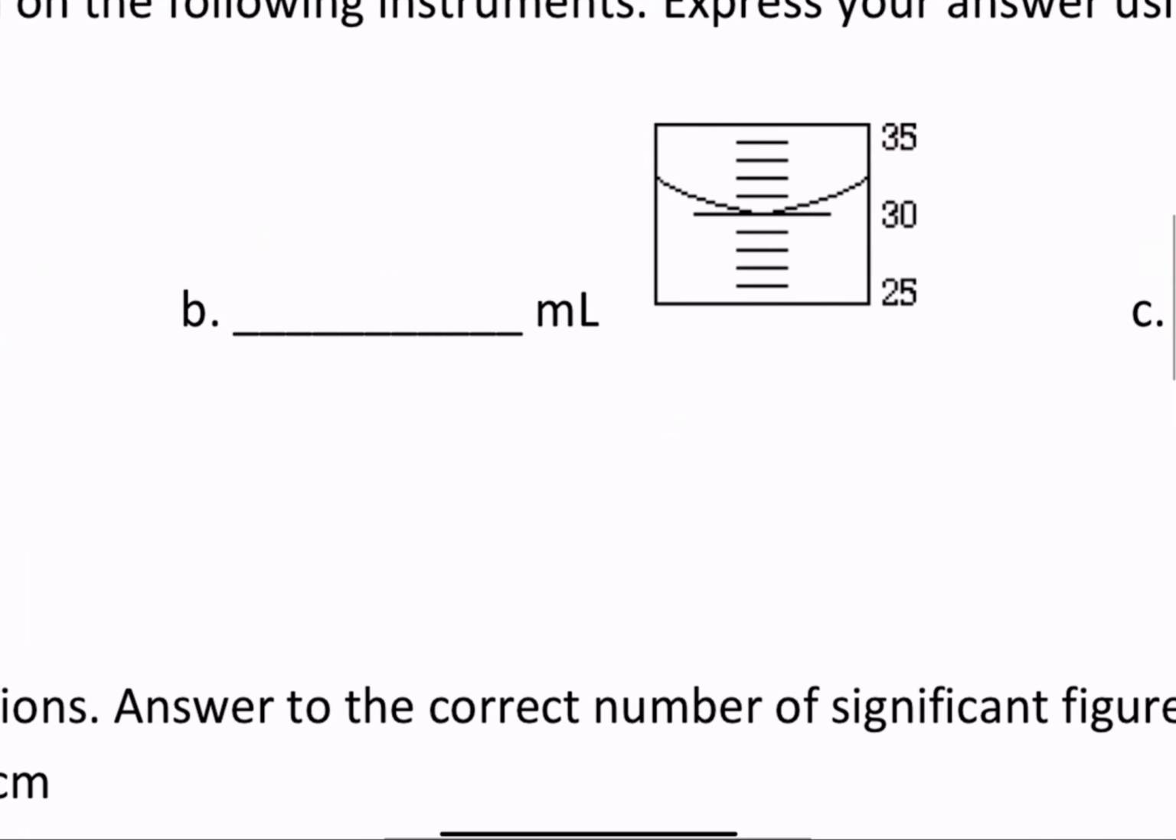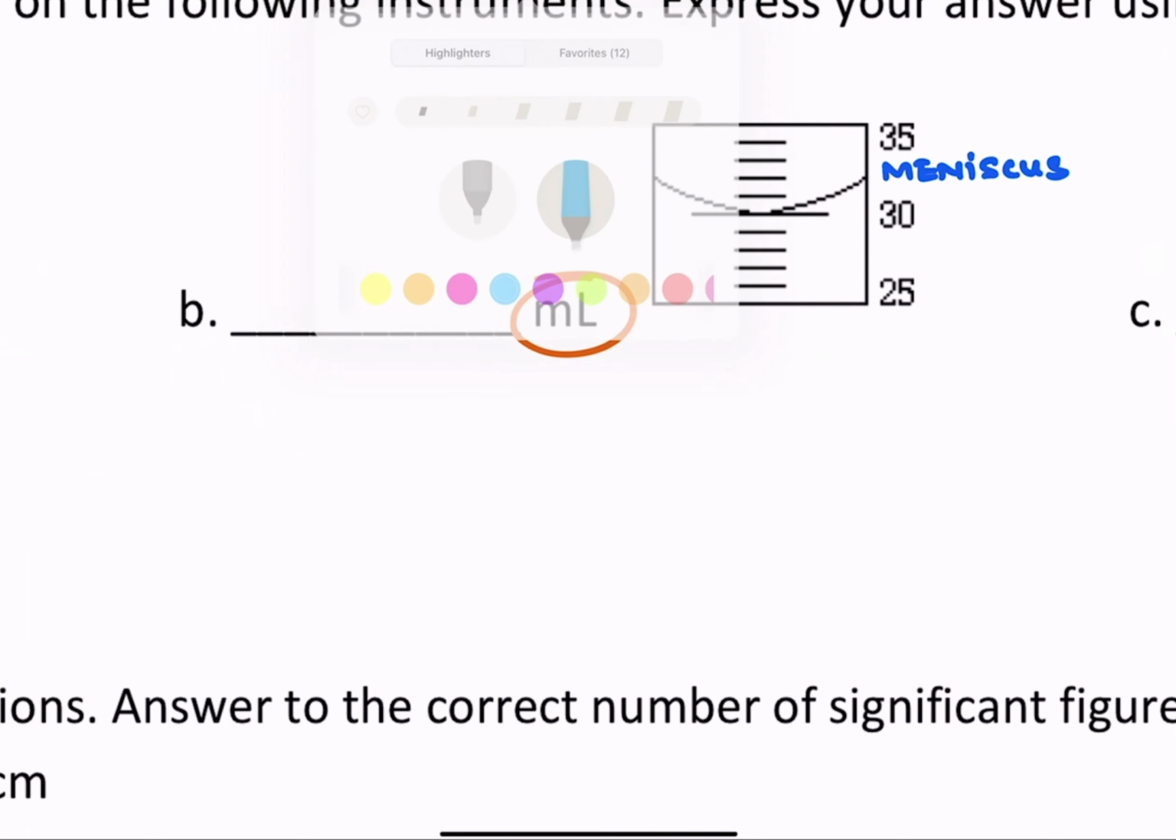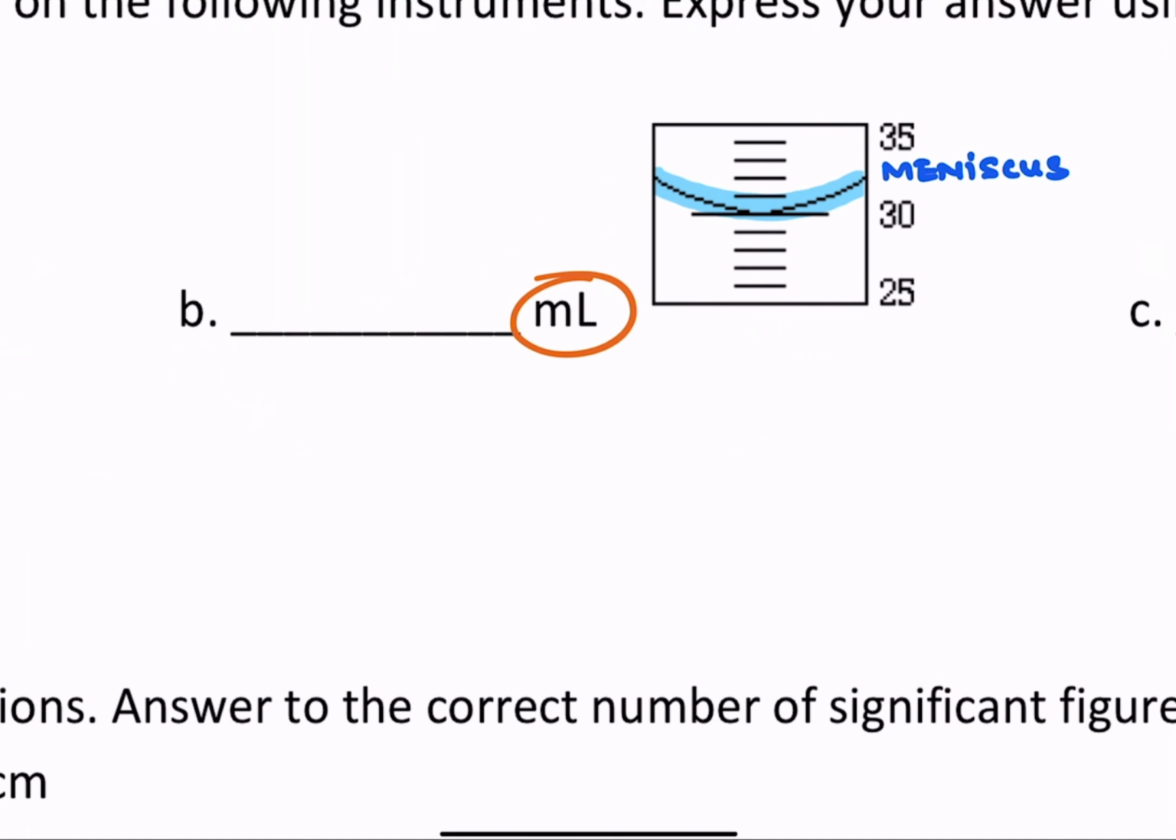Let's take a look at B now. So we already have the unit, milliliter. We look at this instrument. It's a graduated cylinder. What you have here is called the meniscus. Okay? Therefore, we're going to observe and measure here. And I should have done something so we can actually see the line. So let's have the meniscus highlighted here so you can still see the line underneath.